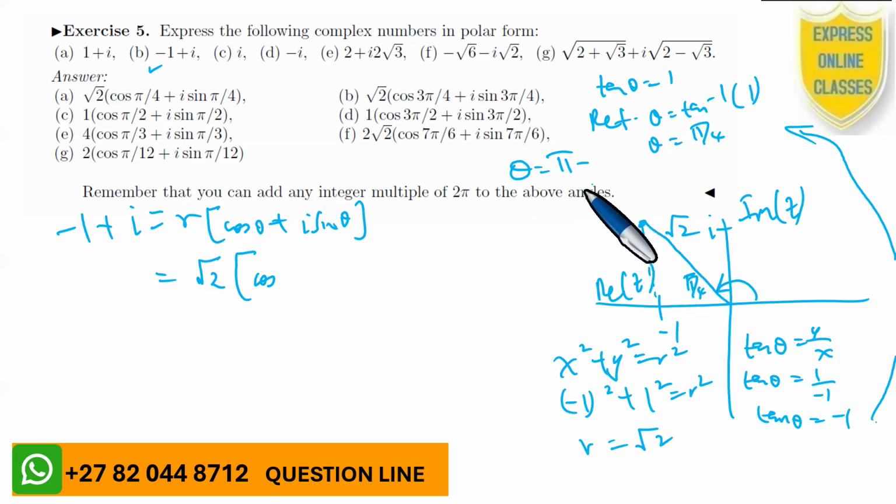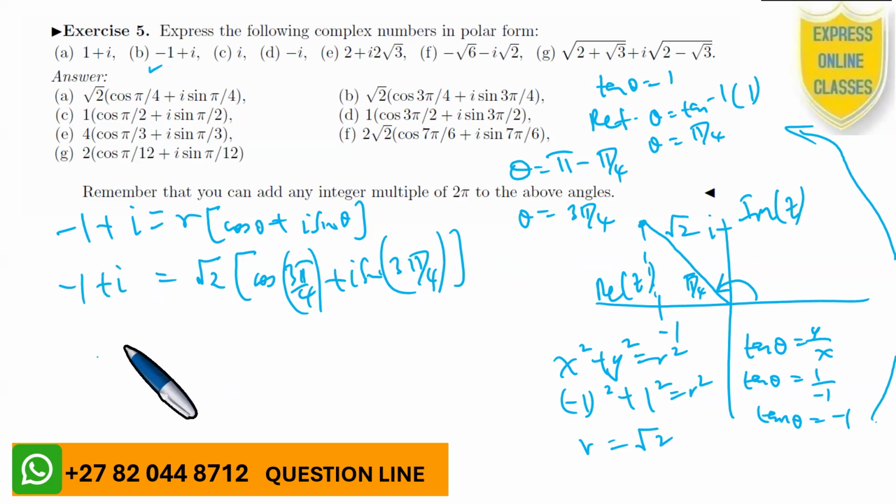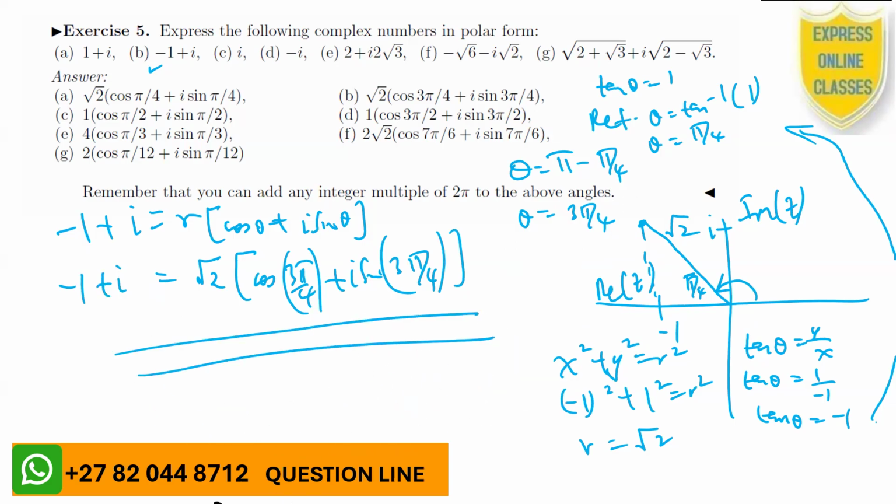So that now the theta becomes pi minus pi over 4, and then this is 3 pi over 4 radians. So we put here 3 pi over 4 I, the sine of 3 pi over 4 radians, which is minus 1 plus I. So it is the answer they've got there. Any question about this? So this angle would be 3 pi over 4 radians.